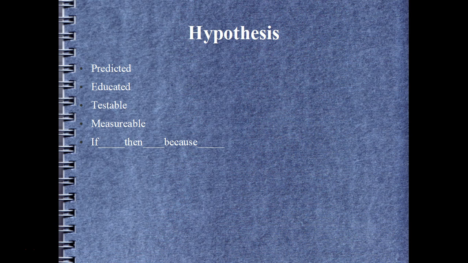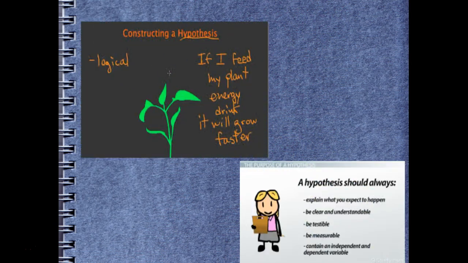Usually we will write a hypothesis as if blank, then blank, because blank. The because part brings in your research, the reasoning. It's what makes sure that this is educated. The if and then refer to like if this happens, then that happens. So like if we add fertilizer to our brown grass, then it will turn green because fertilizer helps grass grow, right? So like that is an example of a hypothesis for a relatively straightforward experiment.